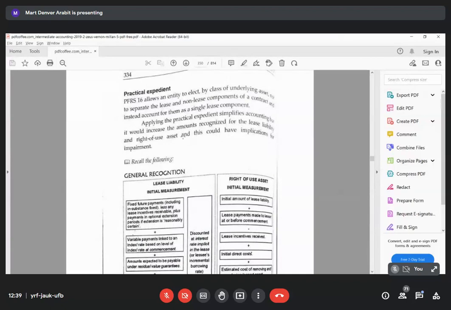But again, there is an implication of impairment in case na they will test it for impairment, then the value of the asset goes significantly lower than it is recorded, then there would be a higher impairment loss. Considering nakasama yung mga non-lease component under that lease if you apply yung practical expedient.